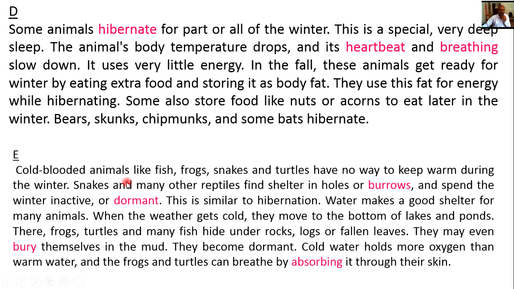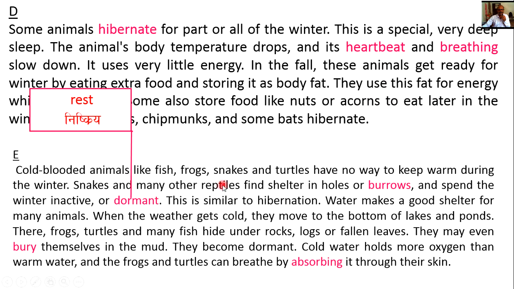Now, cold-blooded animals like fish, frogs, snakes, and turtles have no way to keep warm during the winter. Snakes and many other reptiles find shelter in holes or burrows. As you know, burrow means a hole. Similarly, burrows hole हुन्छ बस्ने खरायो बस्ने छैन, and spend the winter inactive or dormant. Dormant, rest, निष्क्रिय. This is similar to hibernation.